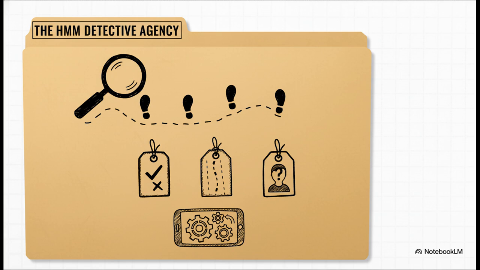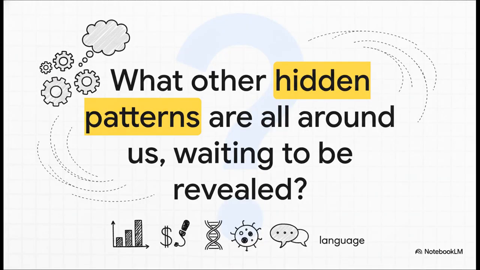And it's exactly this kind of detective work running silently in the background that makes so much of the tech we use every day feel so incredibly smart. And that really leaves us with a final thought. We've just seen how a pretty straightforward model can uncover these deep, hidden structures in data. It really makes you wonder, what other secret stories are unfolding all around us right now? In the stock market, in our own biology, in the way we talk, all just waiting for the right statistical detective to come along and finally reveal the hidden logic.